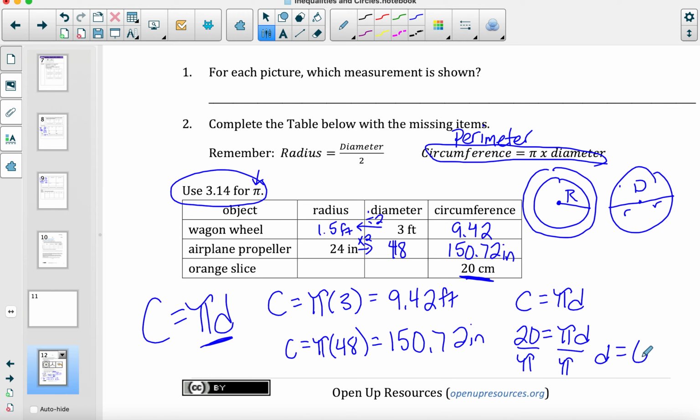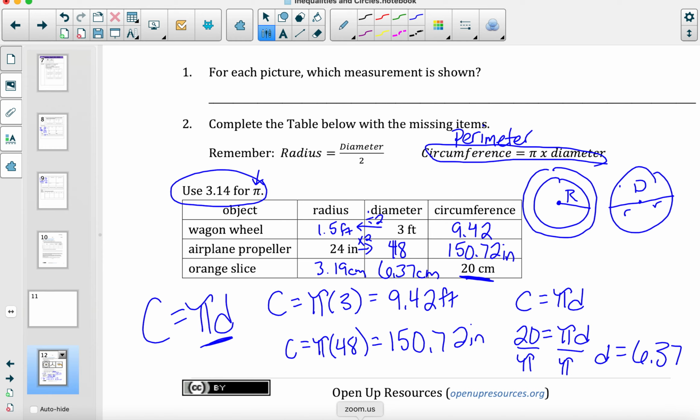diameter is 6.369, and so on, but I want 2 decimal places. So I'm going to round to 6.37. So I'm going to put that number in, and it's centimeters. And I want to do that divided by 2 to get my radius. And I get 3.19 centimeters. Okay? That's rounding as well. So, given the radius or the diameter or the circumference, you can find the other two.